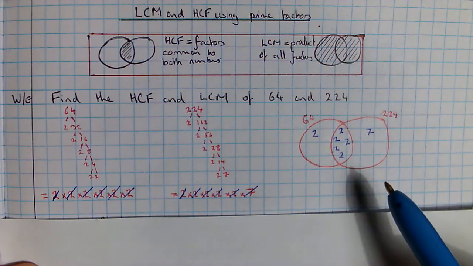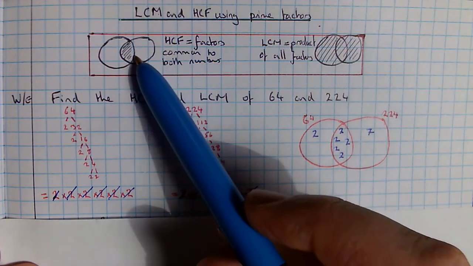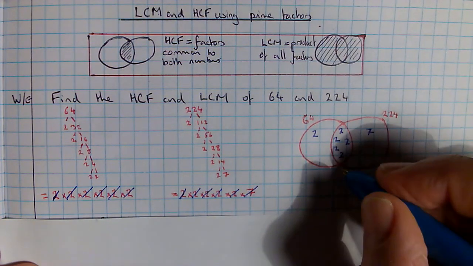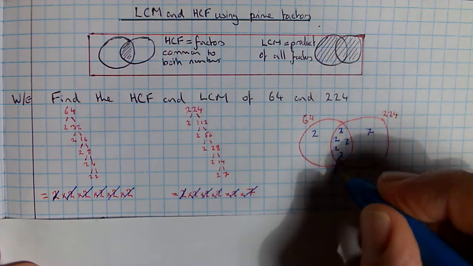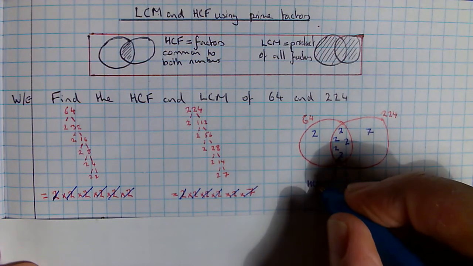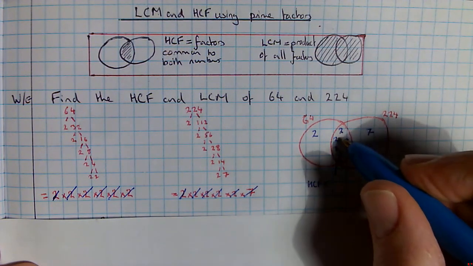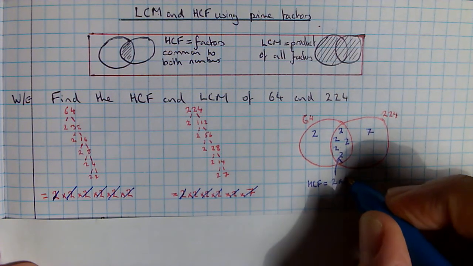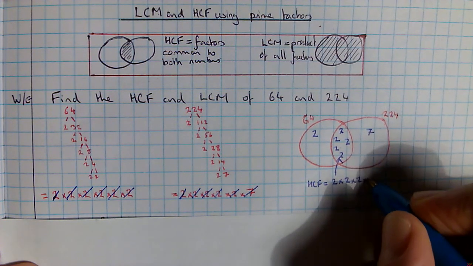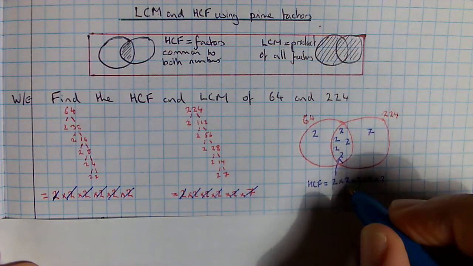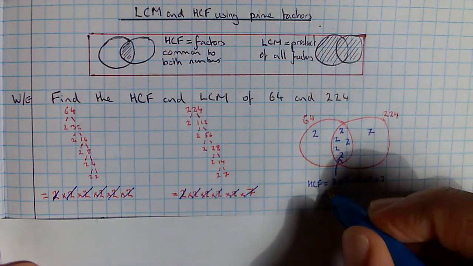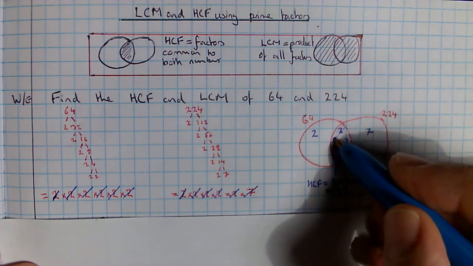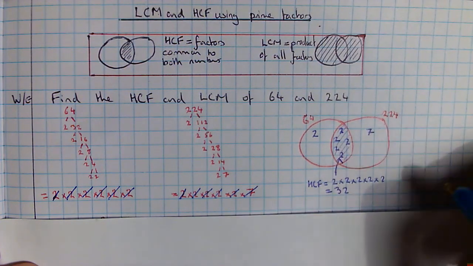Now, let's remember the highest common factor is the factors which are common to both numbers, so it's this area here. So let's work out what this is. The highest common factor is going to be 2 times 2 times 2 times 2 times 2. 2, 4, 8, 16, 32. So that's this area here, which multiplies together to give 32.